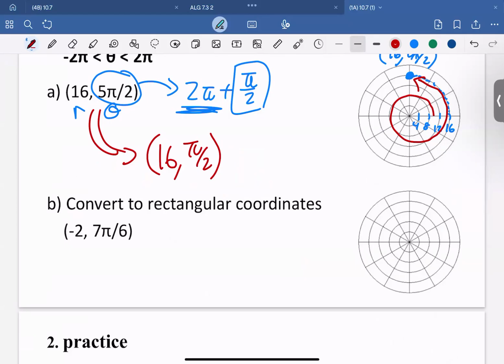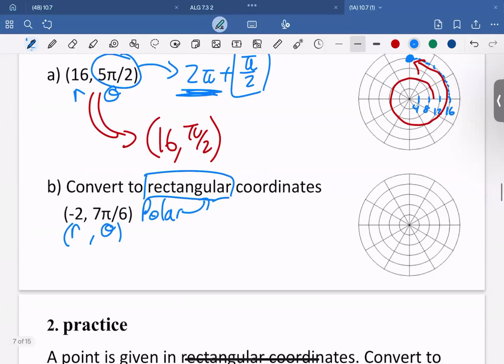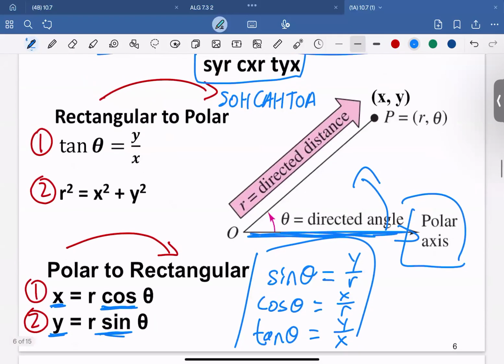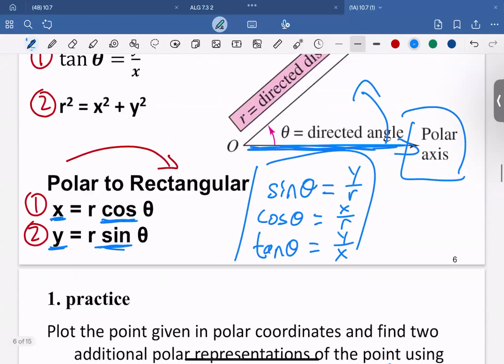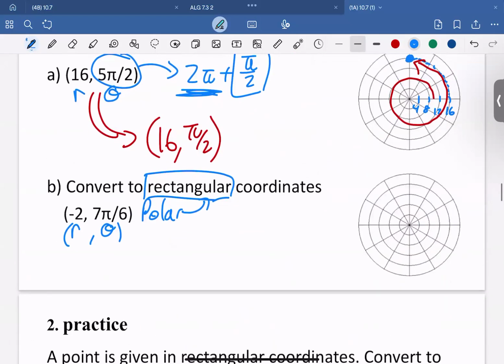Okay, B, convert to rectangular coordinates. We're not going to necessarily graph this one, but if I want to go from polar to rectangular, that's what we're doing. So these are polar. We have r and theta. If you just scroll up and look at your previous slides, what am I using for polar to rectangular? I'm going to be using x equals r cosine theta and y equals r sine theta. Plug in my r and my theta.